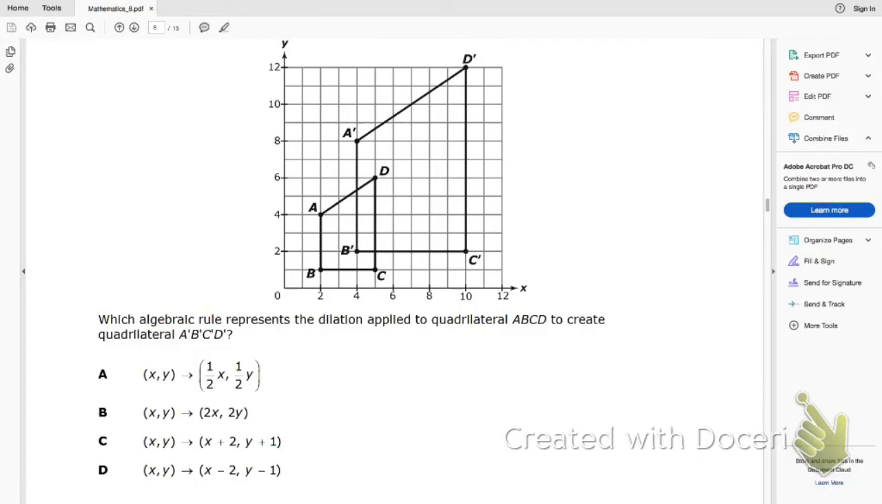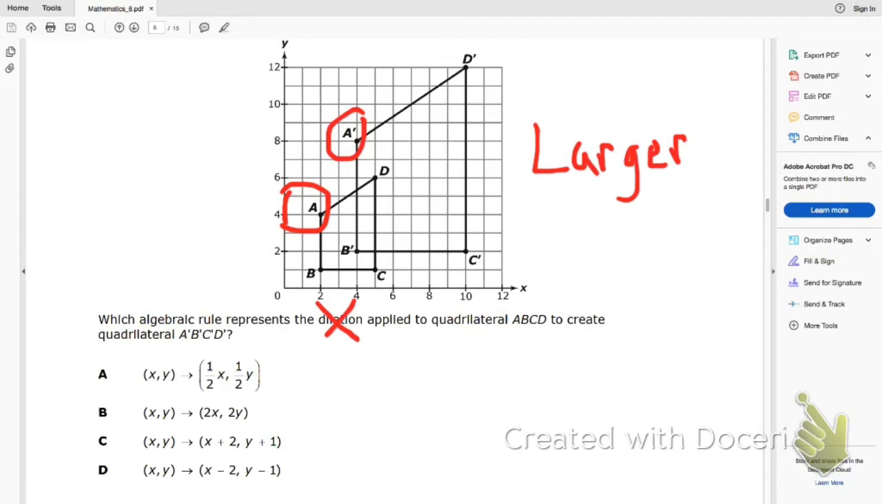So let's just pick a random letter. I'm going to pick A, and then A prime. So the A is the beginning, and A prime is the result. What happened to this exactly? Well, it got larger, as you can see. That's just an observation I can make at the beginning. Also, we knew dilation means multiply, so I can put an extra dot saying dilation, multiply.